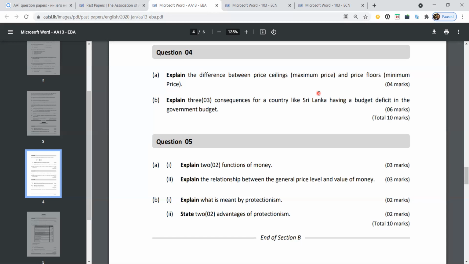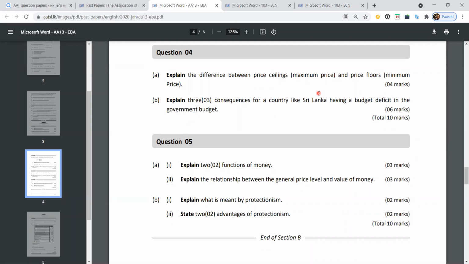price floor. Price floor is where the government introduces a price for a commodity that can be sold above the equilibrium price.